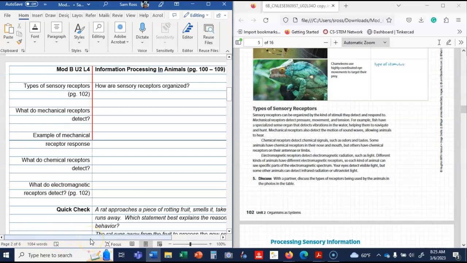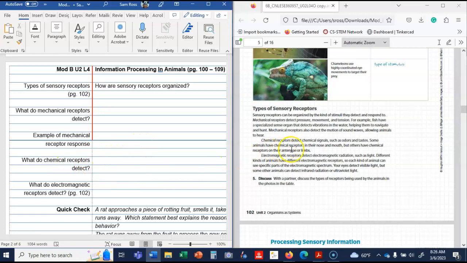What do mechanical receptors detect? Mechanical receptors detect pressure, movement, and tension. And what is an example of a mechanical receptor response? It says a fish has a specialized organ that detects vibrations in the water, helping them navigate or hunt. Other examples include the motion of sound waves, allowing animals to hear.